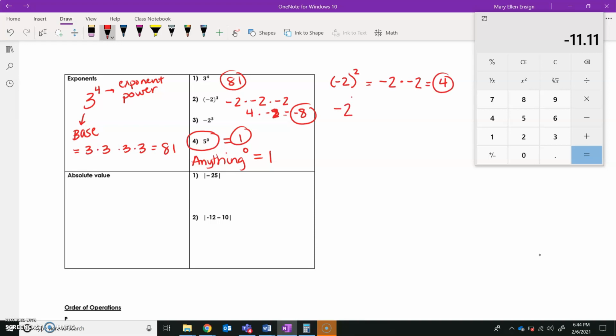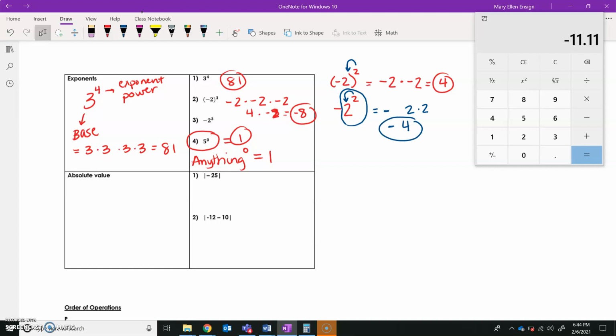Now what if I have -2 squared with no parentheses? Well, the thing about the exponent is it only goes with whatever it's right next to. So here, this exponent went with these parentheses, so everything in parentheses was being squared. Here, the exponent only goes with the 2, so I'm just squaring 2, and then at the end, just stick a negative in front of it, make it negative. So this is going to be the negative of 2 times 2. 2 times 2 is 4, the negative of that is -4.